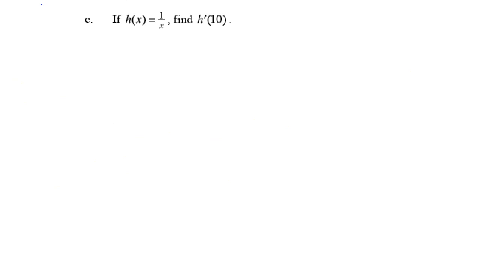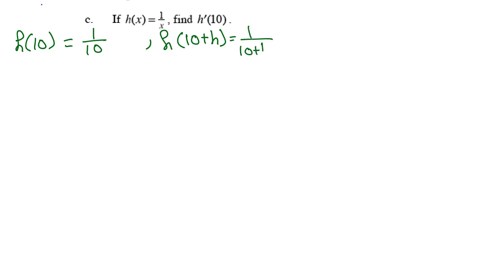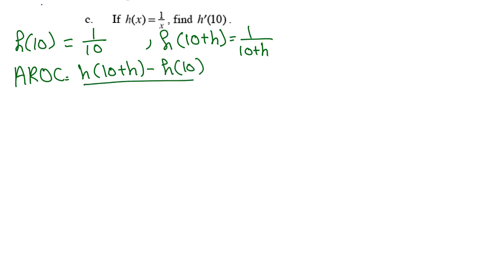Now for C, h of x is equal to 1 over x, and you want to find the derivative at 10. So you will do h of 10 and h of 10 plus h, so 1 over 10. And h of 10 plus h is equal to 1 over 10 plus h. And you want to find your AROC and your IROC. So your AROC is equal to h of 10 plus h minus h of 10, all divided by 10 plus h minus the 10.